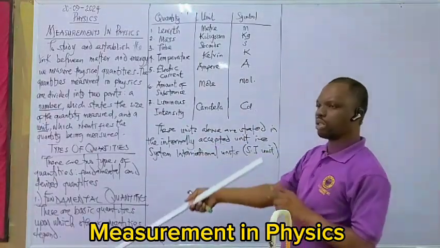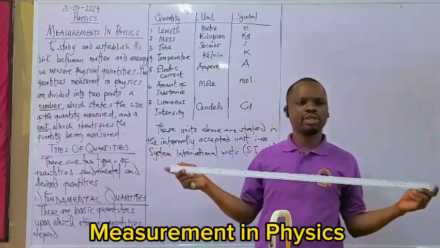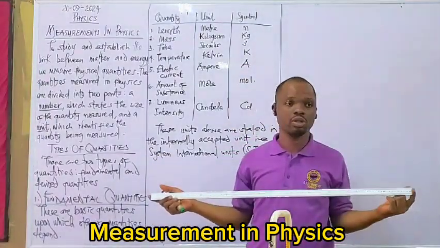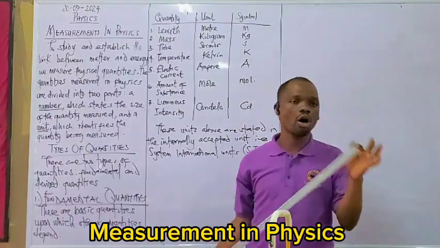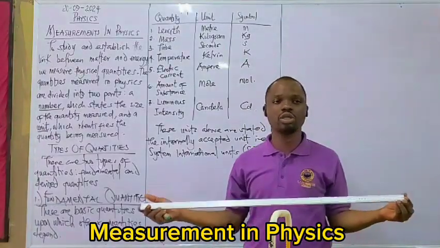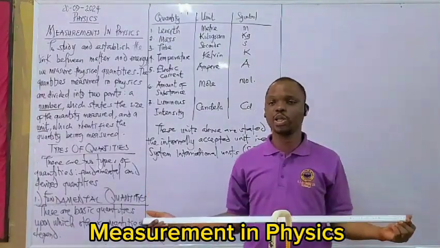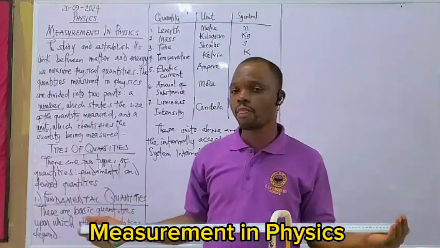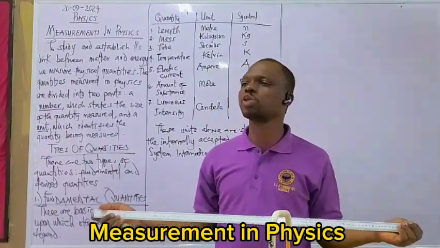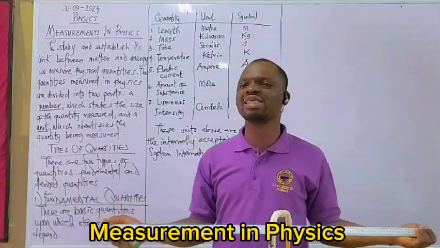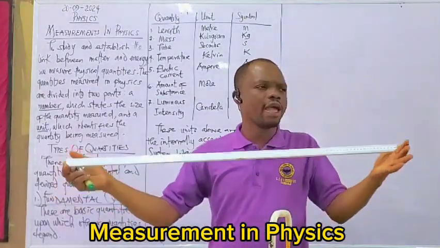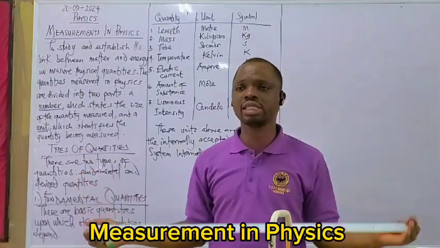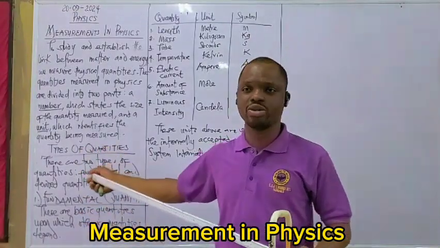Listen very well and listen carefully. This meter rule is 0 to 100. We call it a meter rule because it has 100 divisions in centimeters. And you know, 100 centimeters make 1 meter. So if I'm going to record this, the fact is that it is 100 centimeters, but if I'm going to record it in physics, I'm going to write 1 meter, because that's the SI unit.